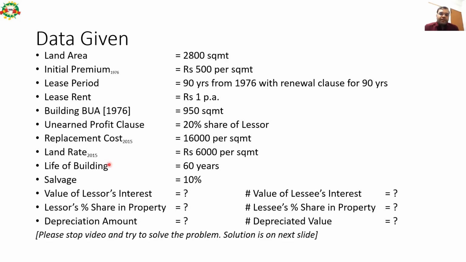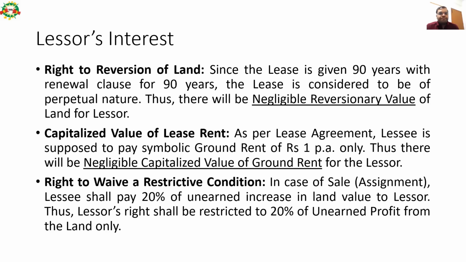So here the data given in the question is land area, initial rent premium 500 rupees per square meter, lease period, then lease rent, built-up area, unearned profit share 20%, replacement cost 2015, land rate 2015, life of building 60 years, and salvage. These 6 things we have to calculate. Please pause the video here and try to solve it on your own. The solution is given on the next slides.